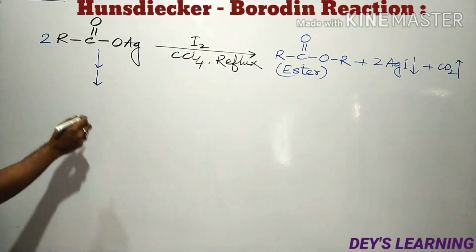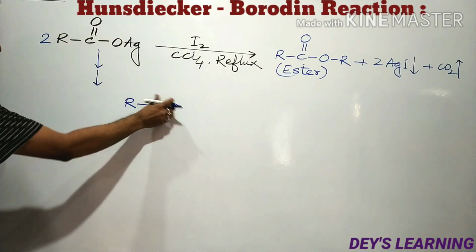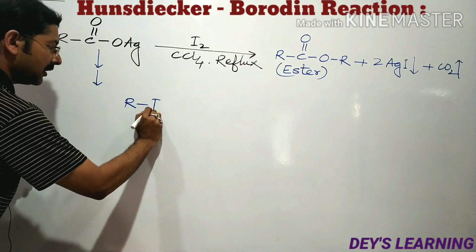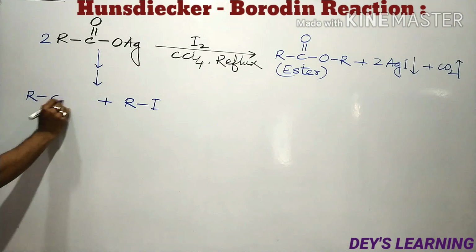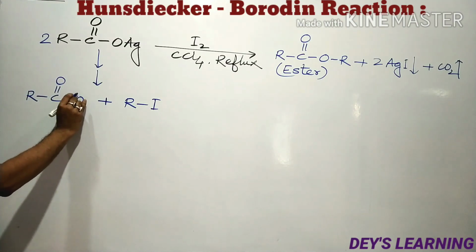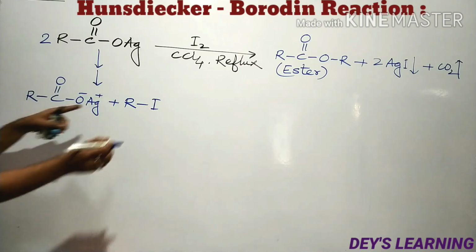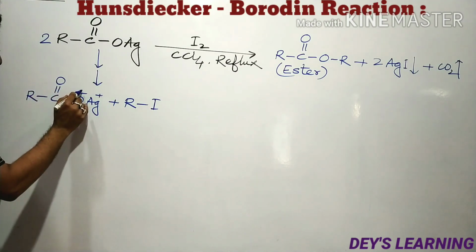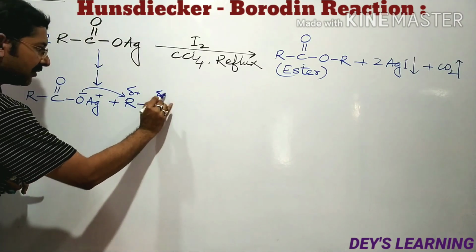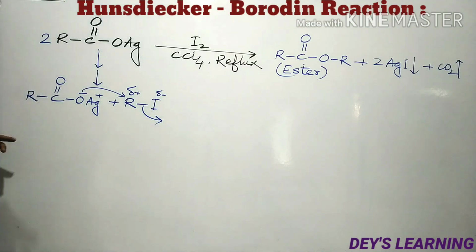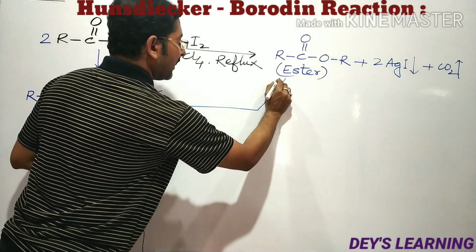The fact is that actually the alkyl iodide molecule is formed from here as usual, but in the next step another molecule of silver carboxylate reacts with this alkyl halide. This O minus attacks here because this is a positive center, this one is negative center. I minus will leave the substrate. As a result, we get this ester.